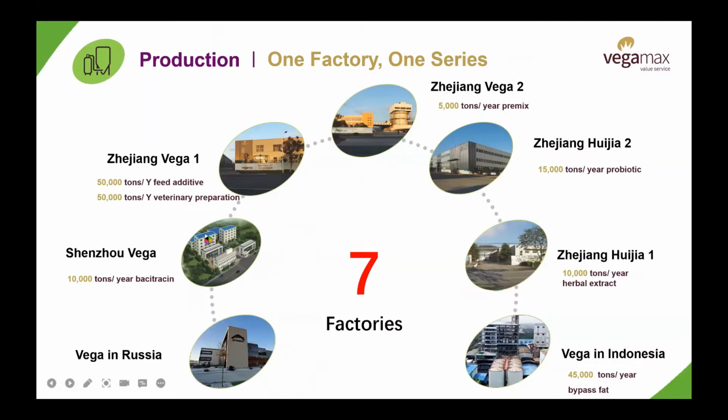The second is scaled production. We have 7 factories in total, and one factory only produces one series, and one line only produces one product. We have our international factories in both Russia and Indonesia. We also have Shenzhou Viga, which produces penicillin in China and is the first penicillin manufacturer in China. At Zhejiang Viga, we produce 20,000 tons of feed additives per year and 50,000 tons of veterinary preparation per year. Zhejiang Viga 2 produces the premix. Zhejiang Huijia 2 produces probiotics in both liquid and solid fermentation lines. Zhejiang Huijia 1 mainly produces herbal extract.